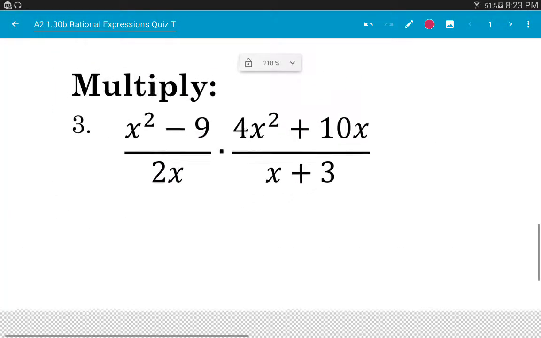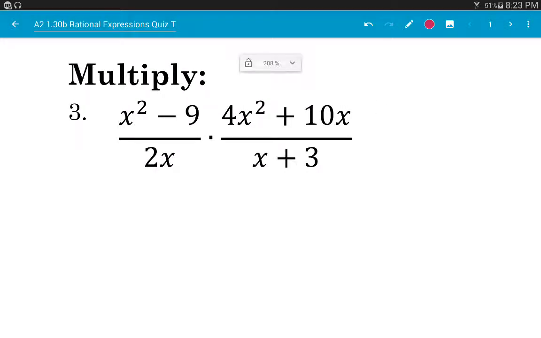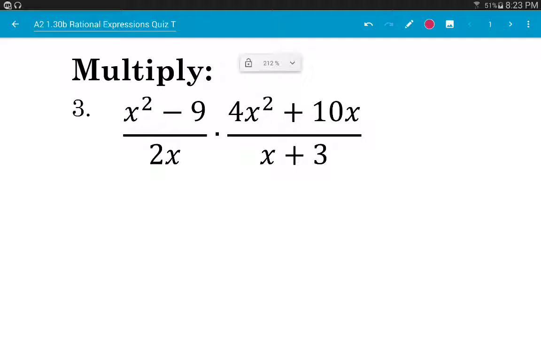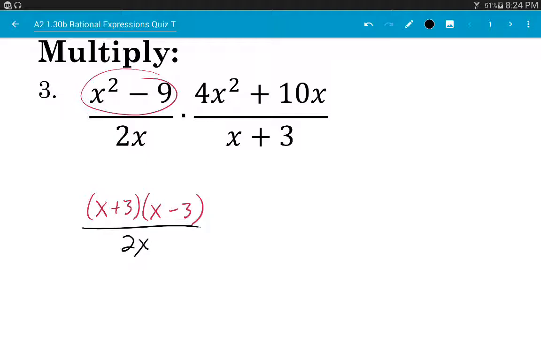For question number 3, multiply. All multiplication really is here is just simplifying by factoring and crossing out. So multiplication is not actually like multiplication at all. If I want to rewrite this, x squared minus 9 can become x plus 3, x minus 3, because that's difference of two squares. This is still over 2x. On the right-hand side, this numerator has a 2x in common between them, so times, pull out that 2x, leaving me with 2x plus 5.